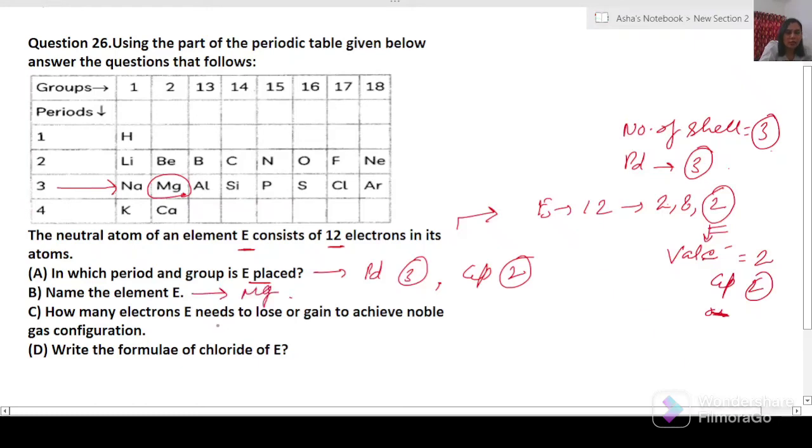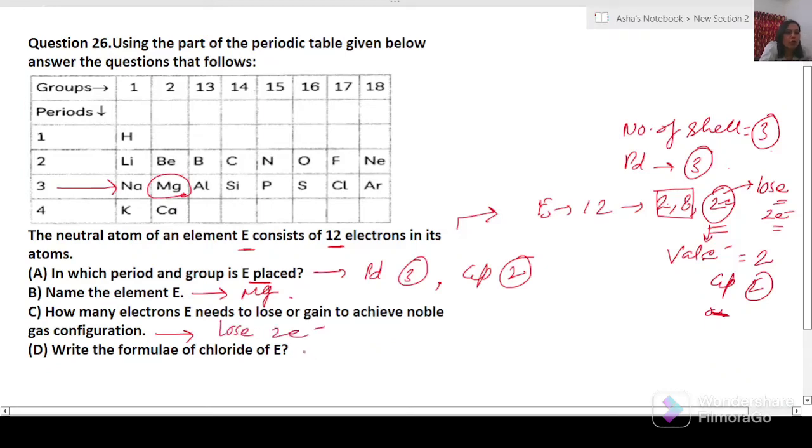How many electrons need to be lost or gained to achieve noble gas configuration? E has 2 electrons in its outermost shell. It needs to complete the octet. For an octet it needs 6 more, so it will not be able to gain, so it will lose. It will lose these 2 electrons, because after the loss it will have only 2, 8, that is, both shells are completely filled. So it will lose 2 electrons.